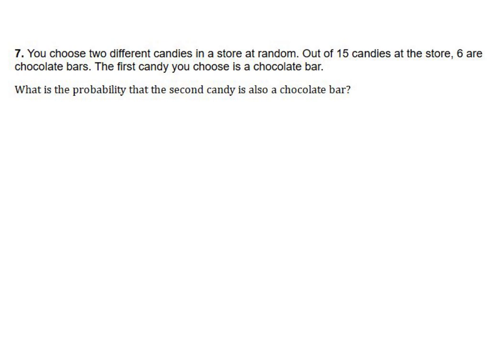For number 7, you choose 2 different candies in a store at random. Out of the 15 candies at the store, 6 are chocolate bars. The first candy you choose is a chocolate bar. What's the probability that the second candy is also a chocolate bar? Okay, so 15 candies. That's going to be our total number of outcomes.